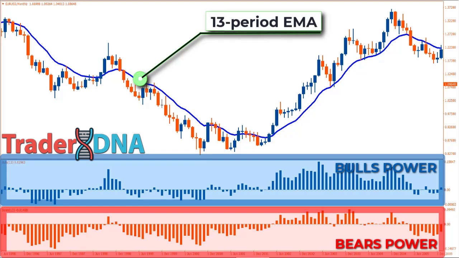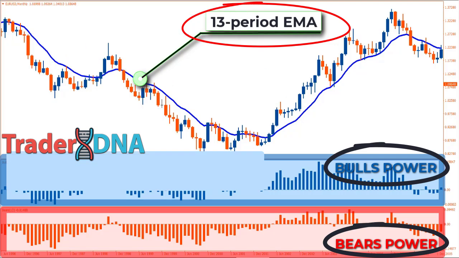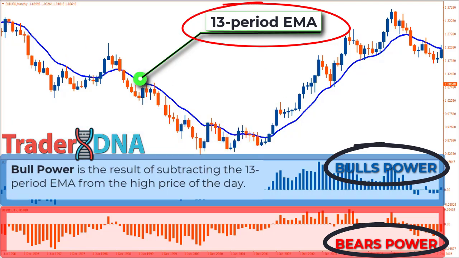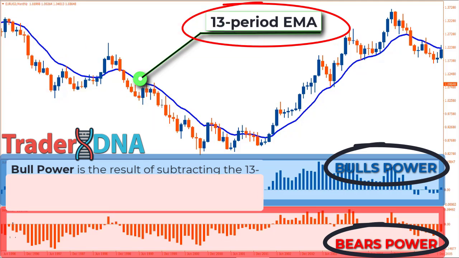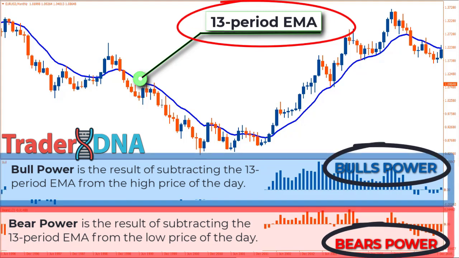As the high price of any candle shows the maximum power of buyers and the low price of any candle shows the maximum power of sellers, Elder uses the 13-period EMA in order to present the average consensus of price value. Bull power shows whether buyers are capable of pushing prices above the average consensus of value. Bear power shows whether sellers are capable of pushing prices below the average consensus of value. Bull power is the result of subtracting the 13-period EMA from the high price of the day. Bear power is the result of subtracting the 13-period EMA from the low price of the day.